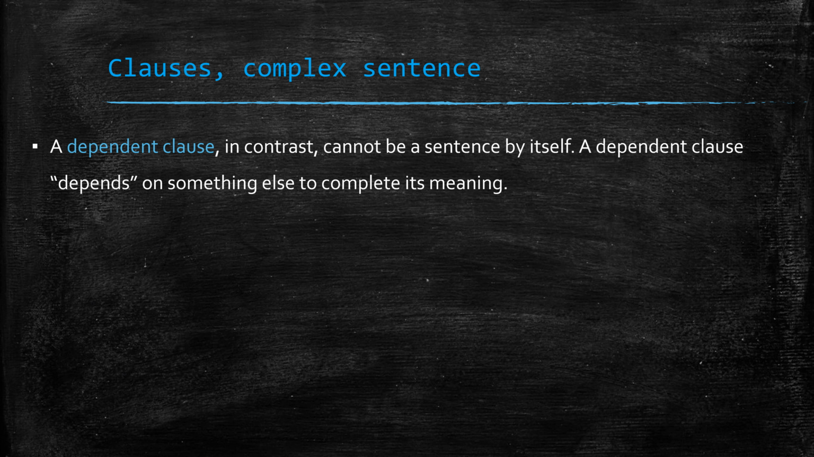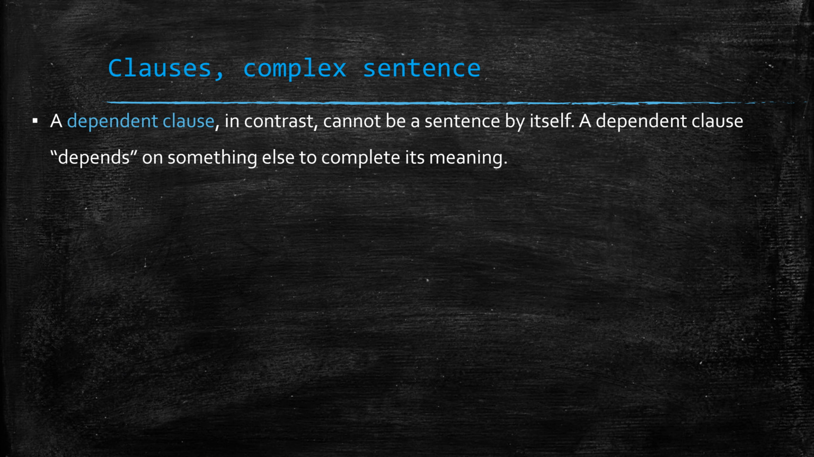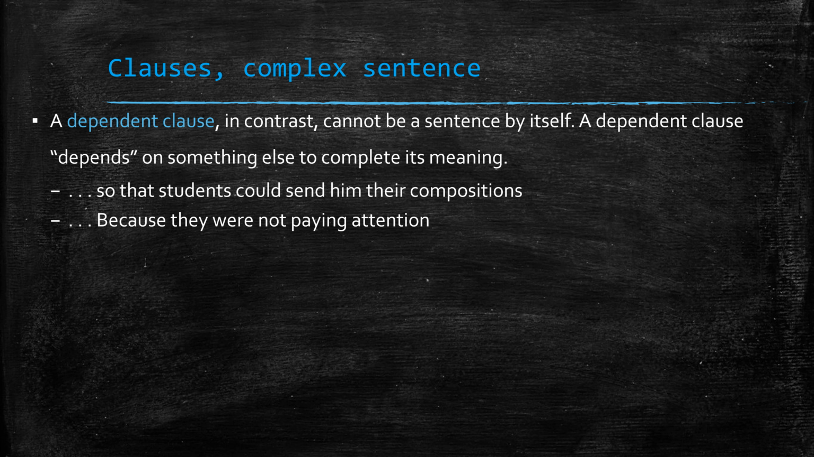Okay, independent clauses. Sorry, we already covered independent clauses. Dependent clauses. A dependent clause, in contrast, cannot be a sentence by itself. A dependent clause depends on something else to complete its meaning. Here are some examples. So that the students could send him their composition. You know, the meaning is not complete. Because they were not paying attention.